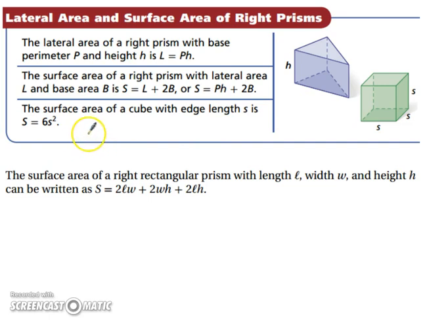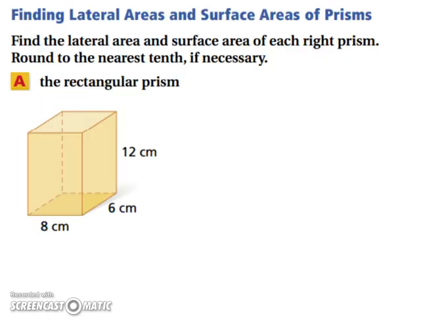Let's look at the cube. The surface area of a cube with edge length s is S equals 6 times s squared. Well, the surface area of one face would be s times s, hence s squared, and you have 6 sides, so 6. Let's try this next one.